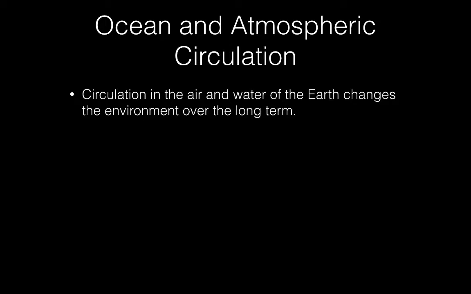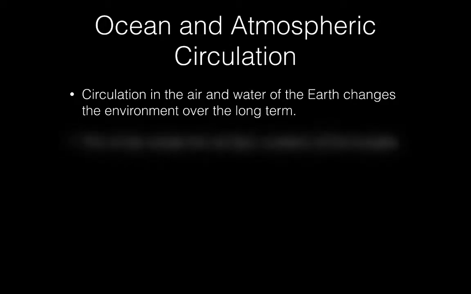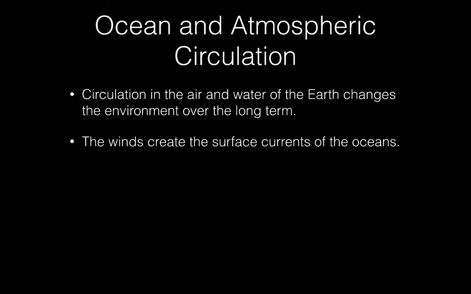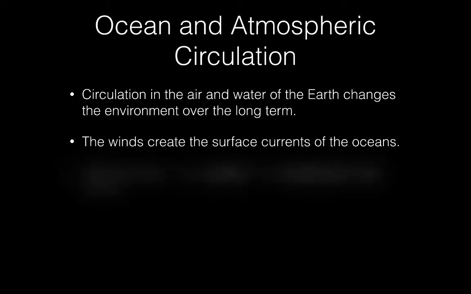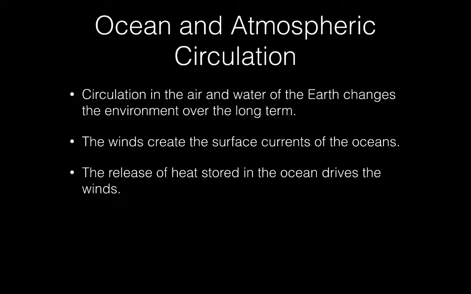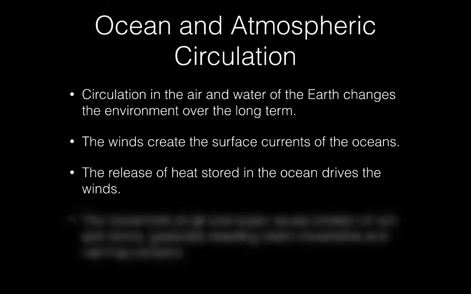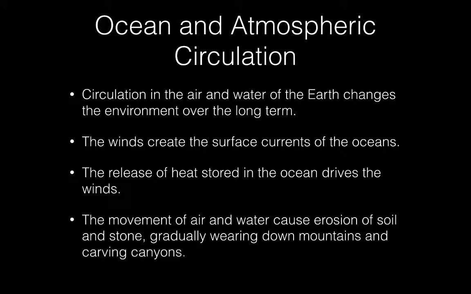Ocean and atmospheric circulation. Circulation in the air and water of the Earth changes the environment over the long term. The winds create the surface currents of the oceans. The release of heat stored in the ocean drives the winds. The movement of air and water causes erosion of soil and stone, gradually wearing down mountains and carving canyons.